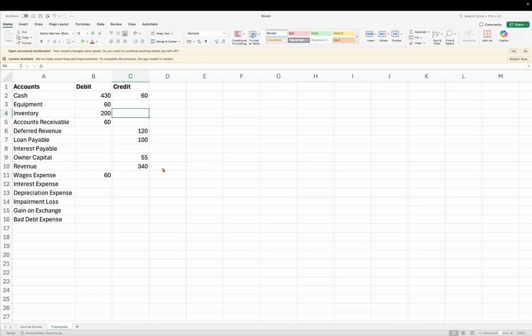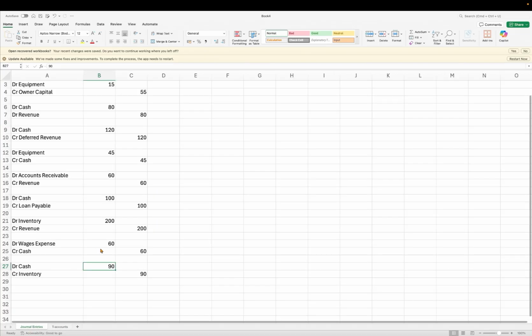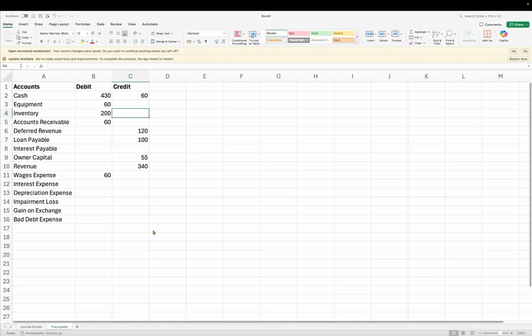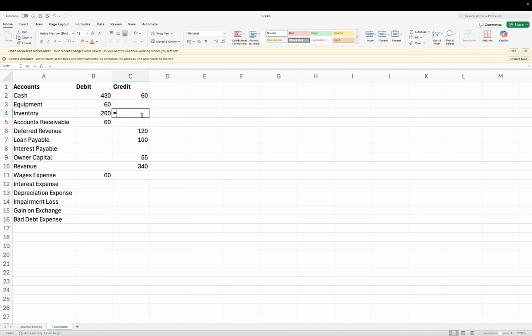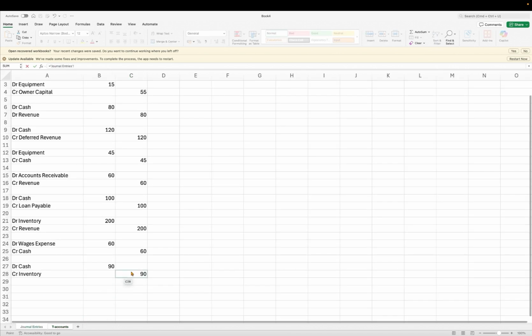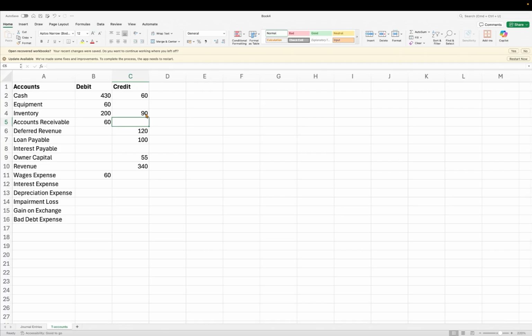Next, I'm posting the credit portion of the transaction. The journal entry shows a credit of 90 to inventory, right? So just like this one, we'll put in our data, having 90 at the credit of inventory. Inventory is an asset account, and when assets decrease, it is recorded with a credit because the weapons were sold. The firm's inventory decreases by 90.